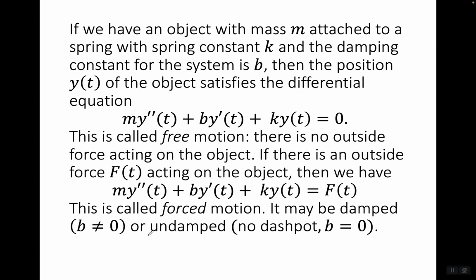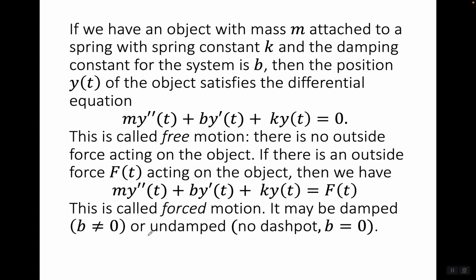If we have an object with mass m attached to a spring with spring constant k, and the damping constant for the system is b, then the position y of t of the object satisfies the differential equation my double prime plus by prime plus ky equals 0. This is called free motion. There is no outside force acting on the object. Now that's not what we have here.